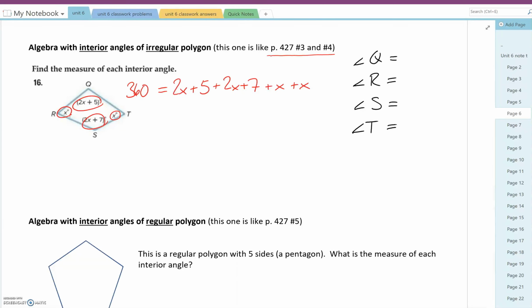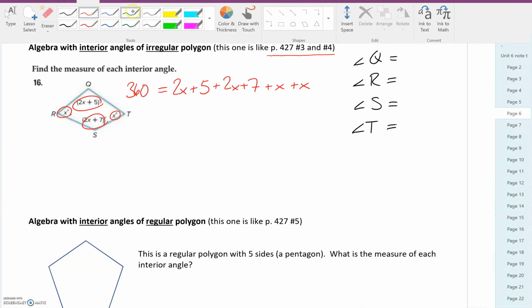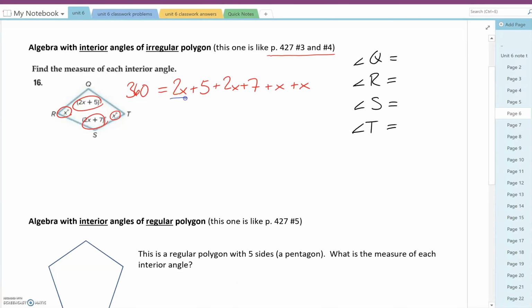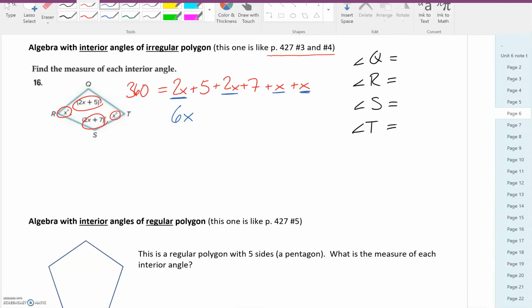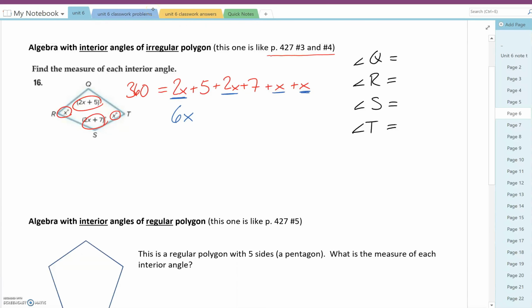Now I'm going to solve for x. Before I start adding and subtracting things, I'm going to combine like terms. If I add those together, I get 2x plus 2x is 4x, 5x, 6x. And now if I add up the constants, I have a 5 and a 7, which is 12. So my equation now is 360 equals 6x plus 12.